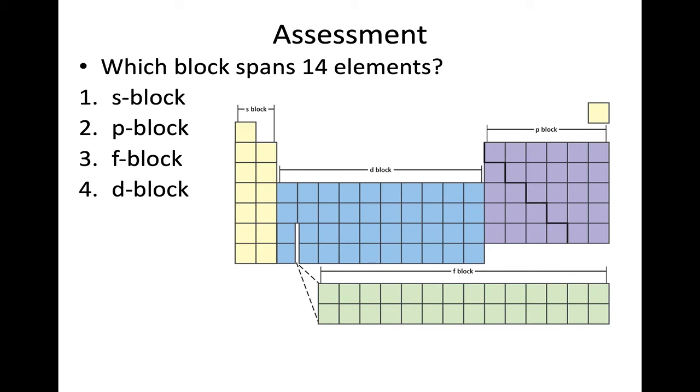And which block spans 14 elements? The S block, the P block, the F block, or the D block? Span means from side to side. If you said the F block, you'd be right. There's 14 elements across.